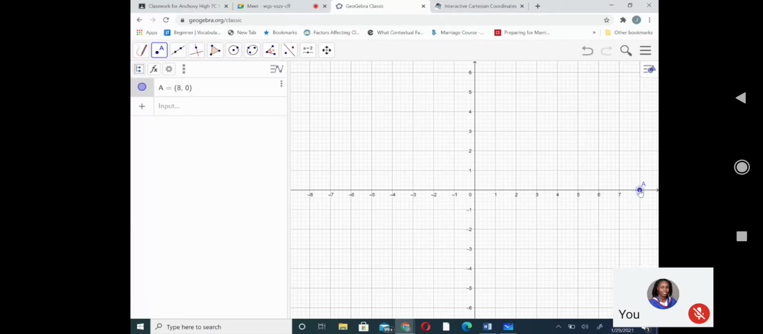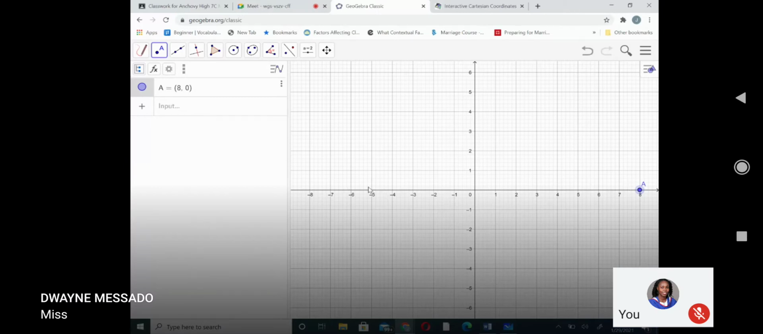+8 and 0, and we know that the +8 represents the x-axis and the 0 represents the y-axis. So we can safely say that when y equals 0, it will be somewhere along the x-axis, right? When y equals 0, this is the line y equals 0. The x-axis represents the line y equals 0.